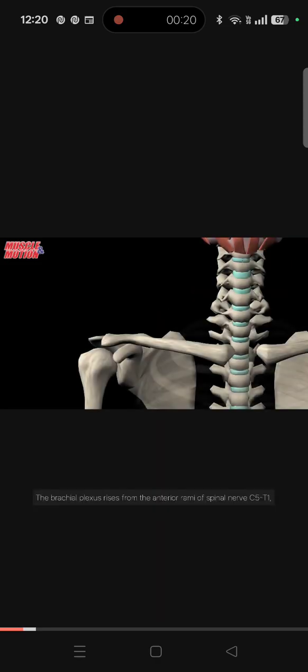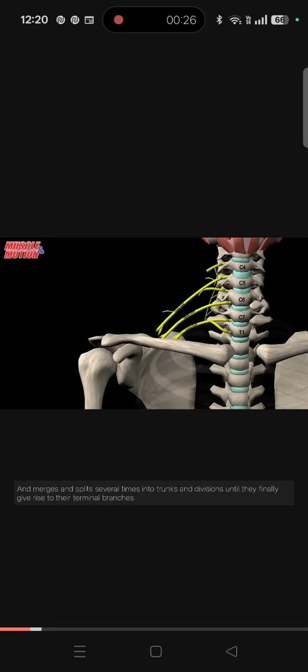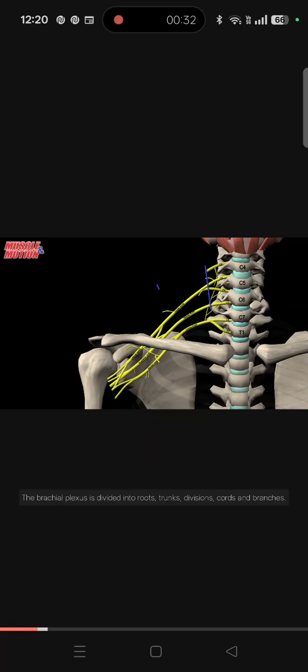The brachial plexus arises from the anterior rami of spinal nerves C5 to T1 and merges and splits several times into trunks and divisions until they finally give rise to their terminal branches. The brachial plexus is divided into roots, trunks, divisions, cords, and branches.